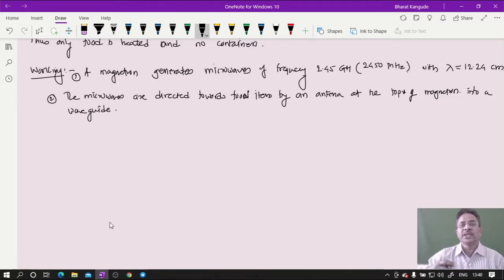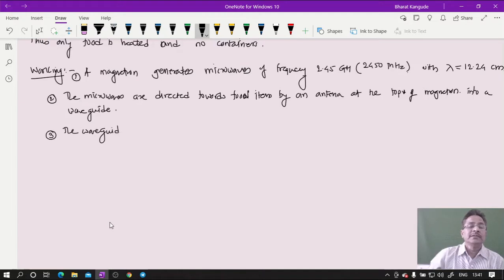Otherwise, if it goes in all directions, then only a small part of the microwaves will be directed towards the food item and it will take more time. It should not happen that way. जसं आपण फोकस करतो, बल्ब फोकस करतो एका विशिष्ट डिरेक्शनला, तसंच microwaves are focused at the food item with the help of this type of waveguide, which is also not shown in the diagram. Then third step, the waveguide channels microwaves.